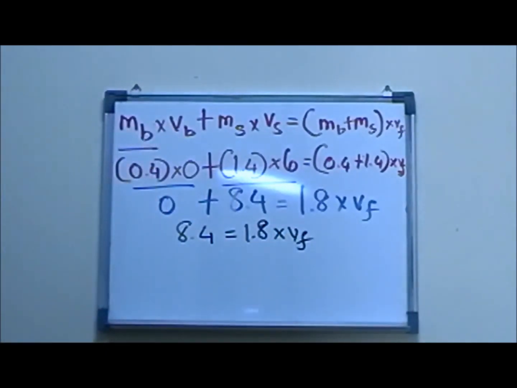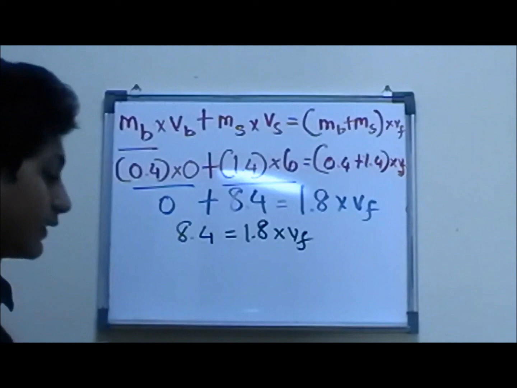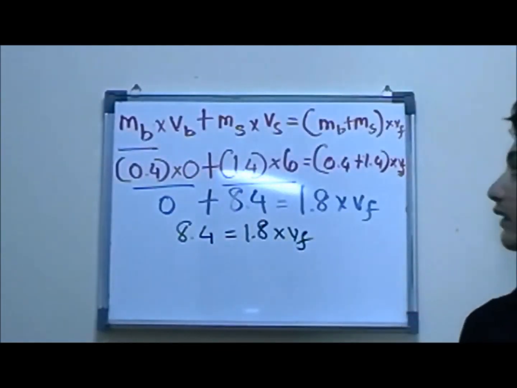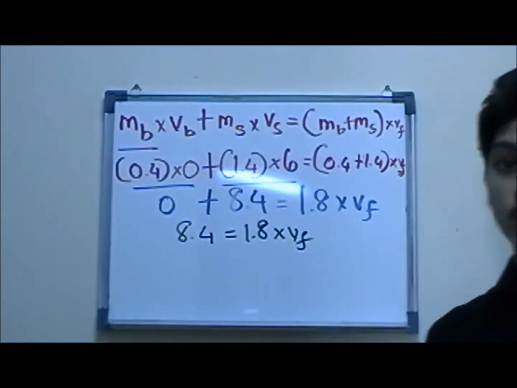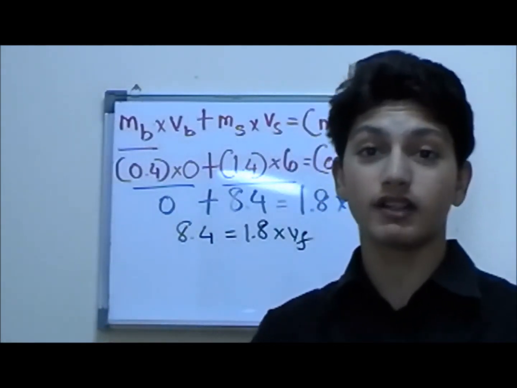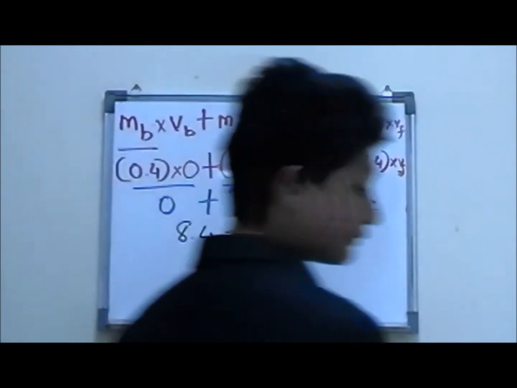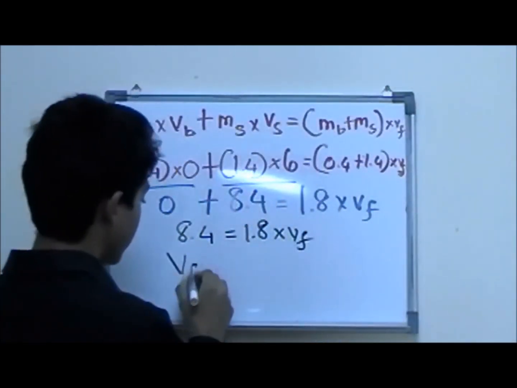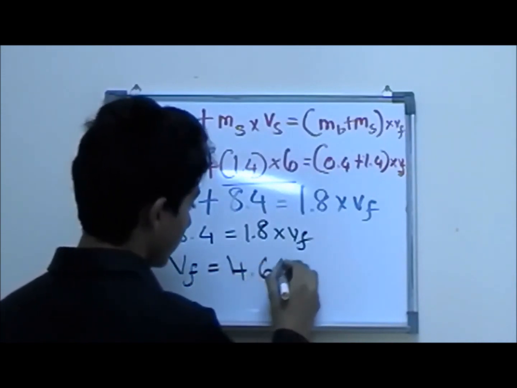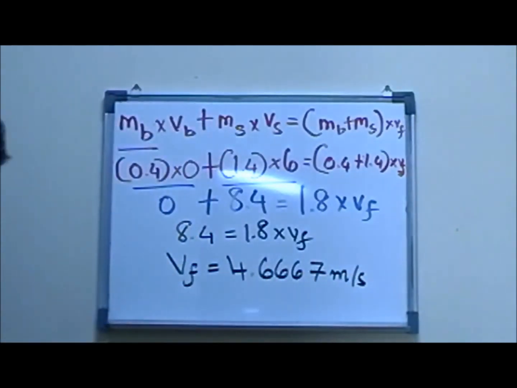Since we reached here, some of you might just divide 8.4 by 1.8. That is correct to find the final velocity, but you have to understand the equation that is being formed over here. And again, this is a perfectly inelastic collision because the dead bird is getting stuck on the skateboard. It's falling on the skateboard, so it's going to remain on the skateboard as well. So when you divide 8.4 by 1.8, you should be getting 4.6667. The final velocity is equal to 4.6667 meters per second, because velocity is in meters per second.